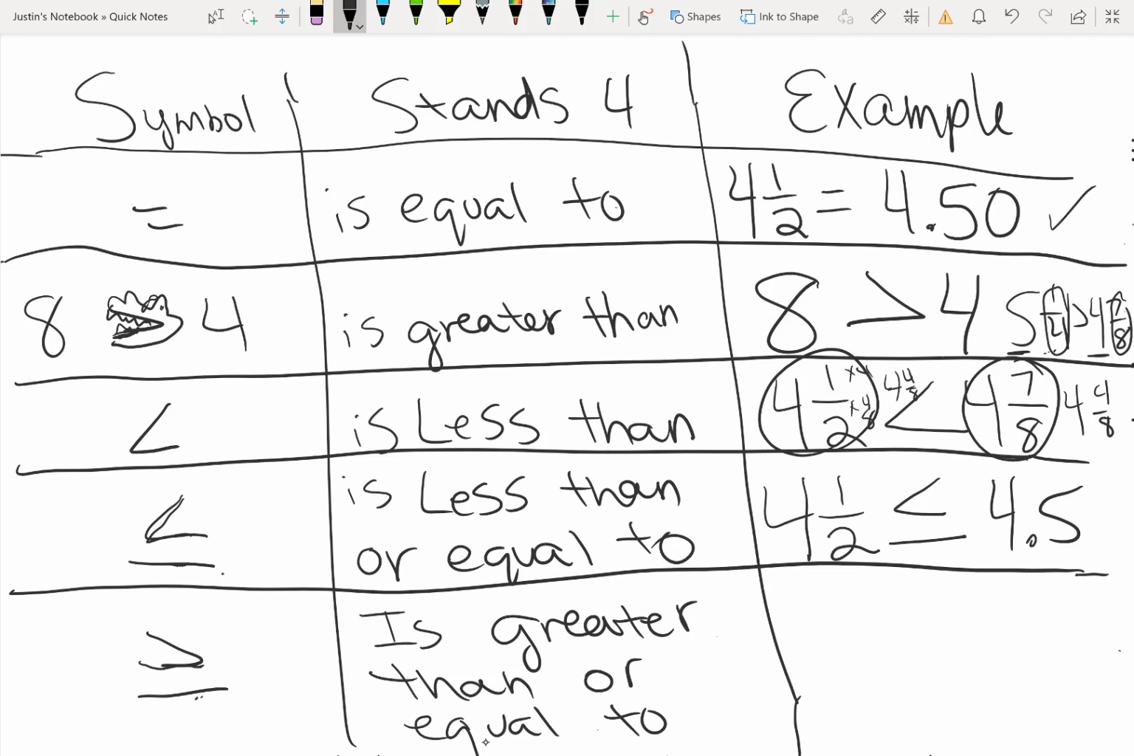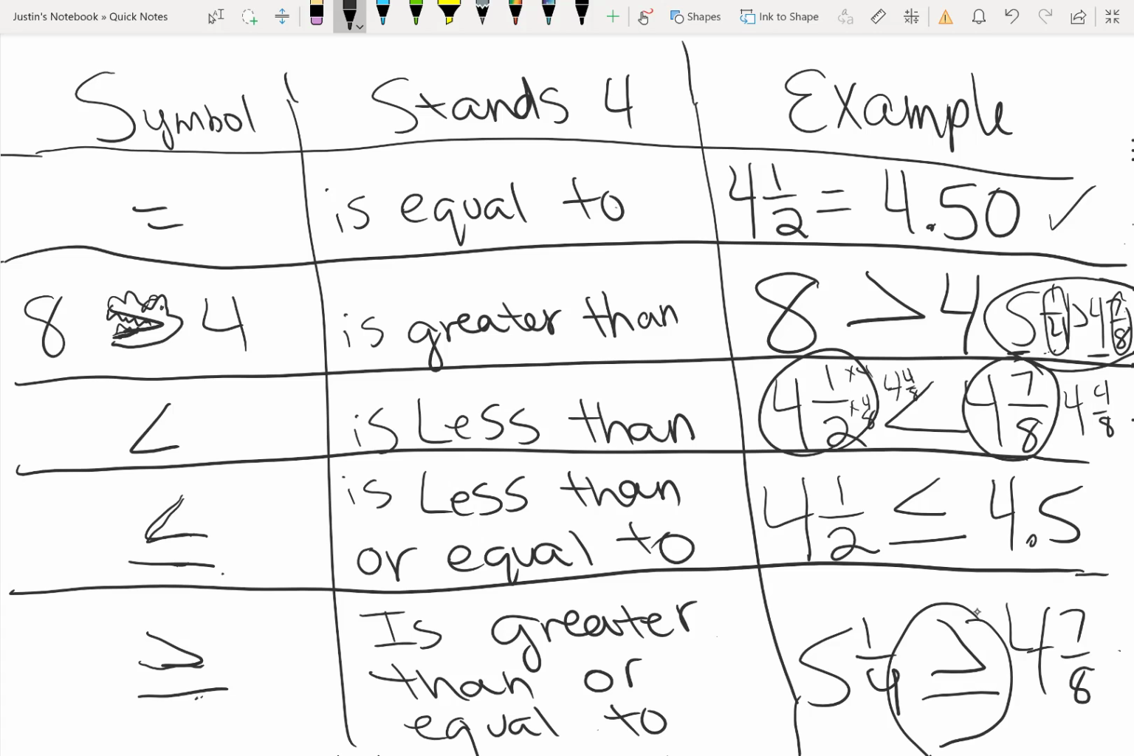All right, now let's look at a second one that says is greater than or equal to. Let's use this example. 5 1/4, which we already said was greater than, but we're going to put greater than or equal to 4 7/8. It's obviously greater than, but this statement just says that it can be greater than or equal to. You'd have to figure it out. And this one's saying it can be less than or equal to. For this statement, it was equal to. For this statement, it was greater than. But putting that line underneath it means it could be either one.